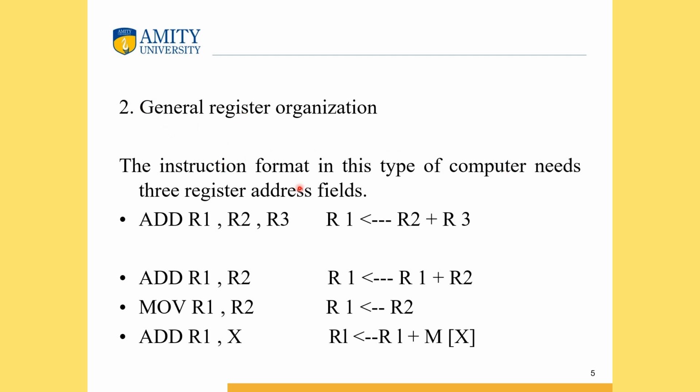The second type of organization is the general register. This format needs three register address fields because we'll be using three different registers. So if we're adding R1, R2, R3, this will be represented as the sum of R2 and R3 stored in R1. These are three different registers being used. Again, add R1, R2 means R1 plus R2 stored in R1. Again, we have move R1, R2, and we have add R1, X. So there are different addresses used, like 2 or 3 addresses. Thus such instructions require 3 register fields.